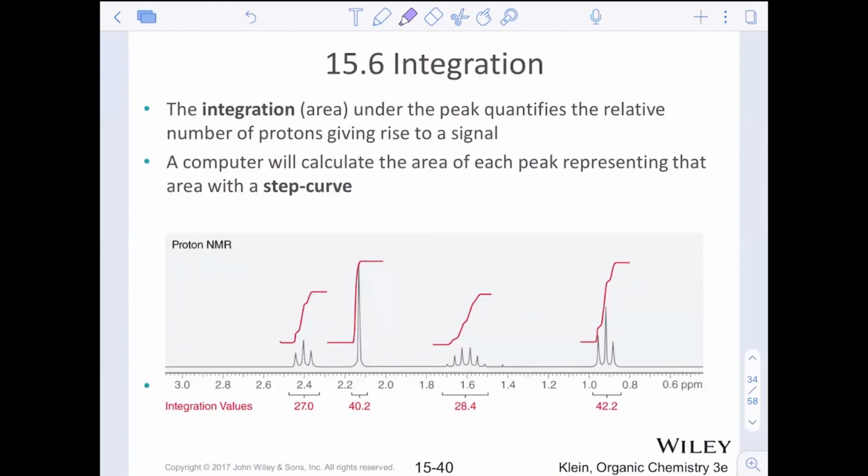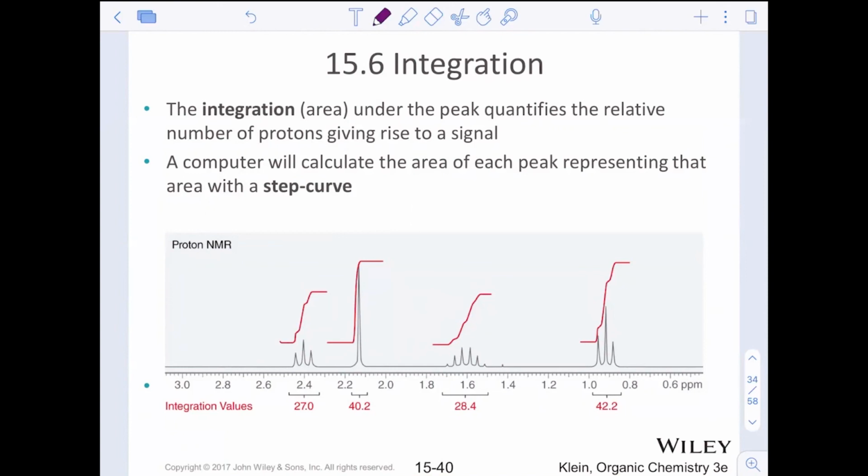Integration. When we're talking about integration, we're really representing the area under these curves, because the area under each of these curves is going to be able to be quantified to the relative number of protons. This is something we were not able to do with IR. We now can take the area under these curves and start to identify how many protons are represented. Now a computer will calculate the area under each peak. Thank you, computer. Back in the day, this would have had to have been done by hand with all of the math that we ever have learned in calculus. Very happy that we don't have to do that.